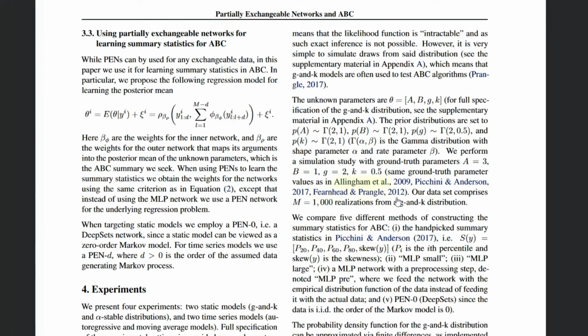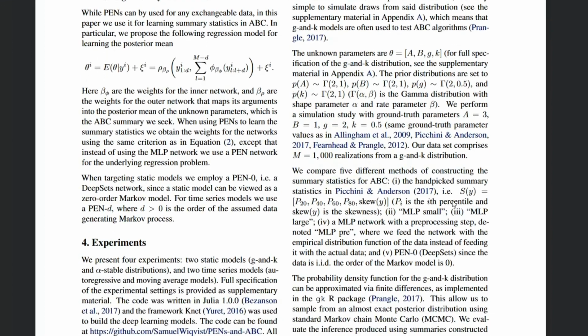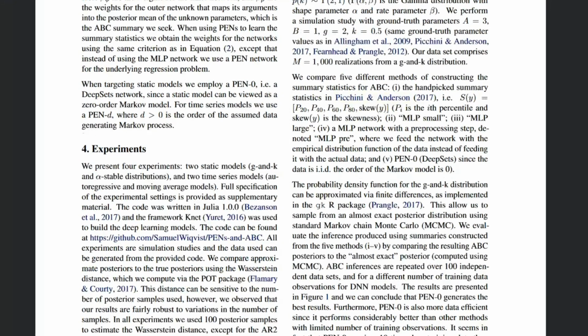I think there are 5 different methods. The first one is constructing the summary statistics, still based on the ABC, which is handpicked summary statistics. In this one, which you can see, it is based on these functions: P20, 40, 60, and 80.